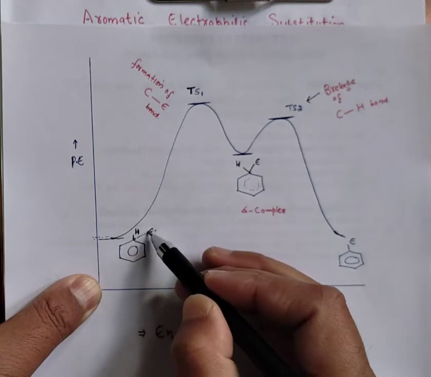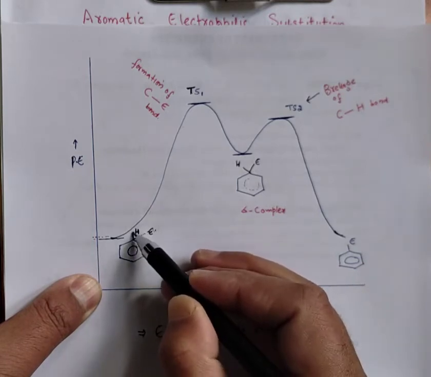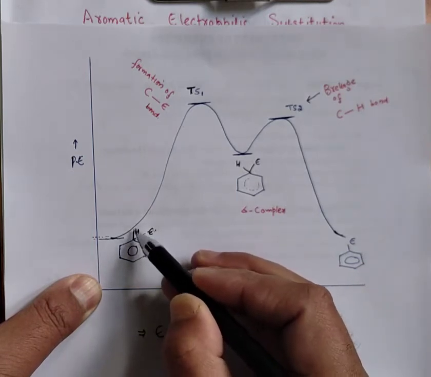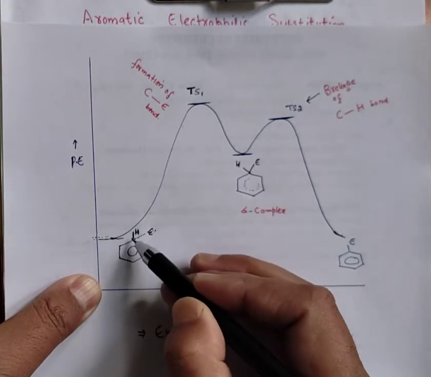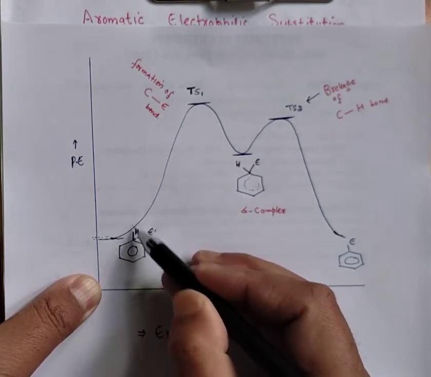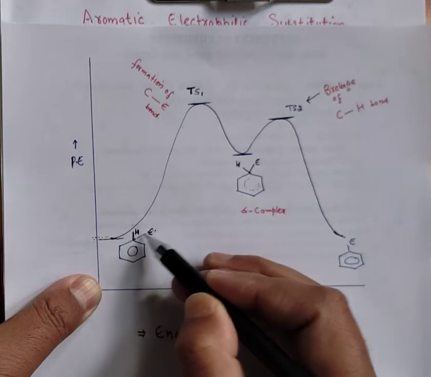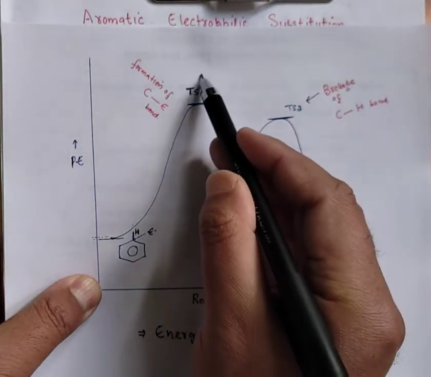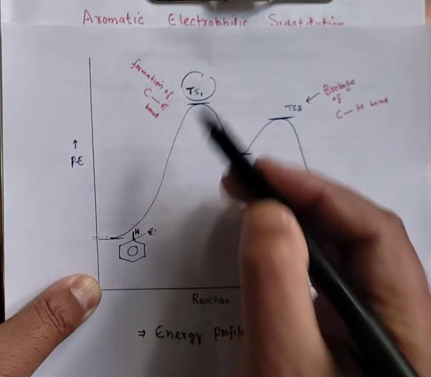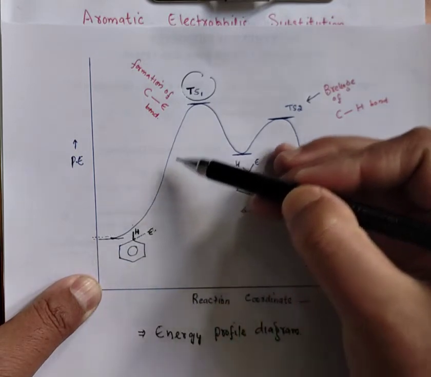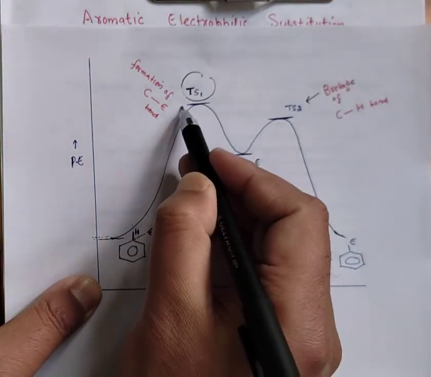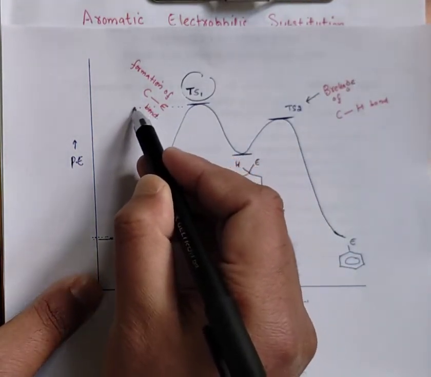And then when this is a partial CE bond, and at the same time this bond gets weakened, this CH bond. So partial breakage of this CH bond and partial formation of this bond. So this is called the transition state 1. अब अगर देखिए यहाँ पे तो energy is very very high. So the energy of this state is very very high.